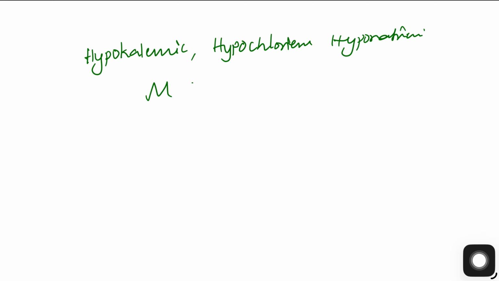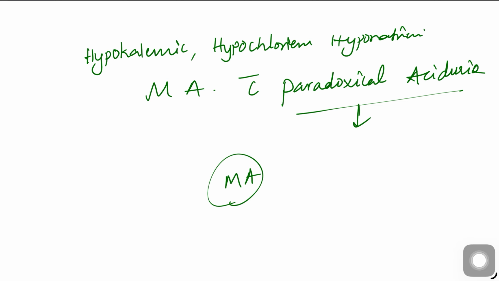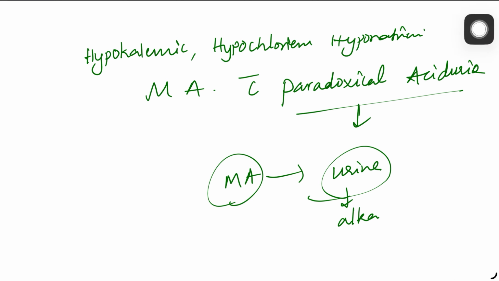So the ultimate metabolic abnormality is hypokalemic, hypochloremic, hyponatremic metabolic alkalosis with paradoxical aciduria. They call it paradoxical aciduria because normally in metabolic alkalosis, the urine should be alkaline in order to eliminate the bicarbonates. But here in the metabolic alkalosis, paradoxically the protons are eliminated.